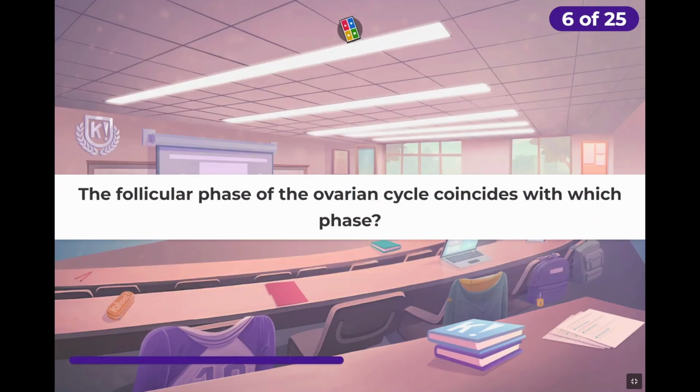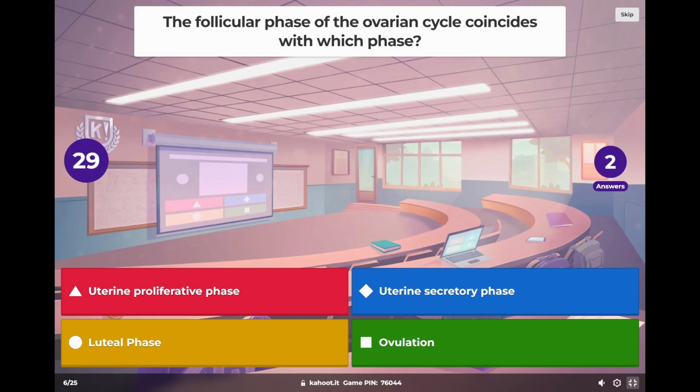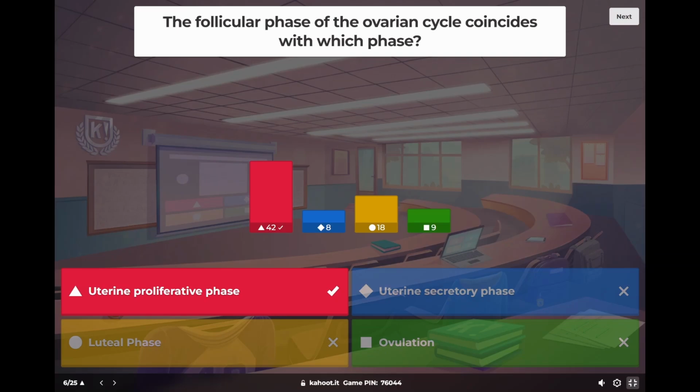Okay, next question. The follicular phase of the ovarian cycle coincides with which phase of the uterine cycle? When it comes to phases, remember the ovarian phase has the follicular phase, ovulation, and the luteal phase. The uterine cycle has the proliferative phase, the secretory phase, and the menstrual phase. Those are uterine cycle terms. Luteal, follicular phase, and ovulation are all ovarian cycle.